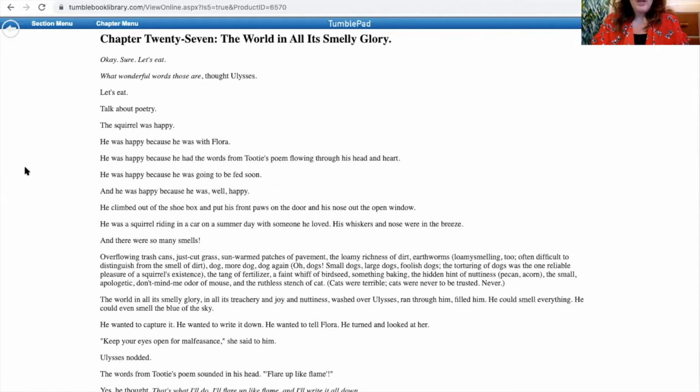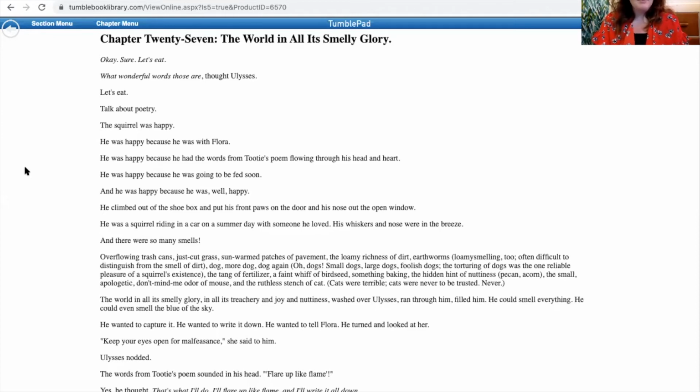Chapter 27. The world in all its smelly glory. "Okay, sure, let's eat." What wonderful words those are, thought Ulysses. "Let's eat." Talk about poetry. The squirrel was happy. It was happy because he was with Flora. He was happy because he had the words from Tootie's poem flowing through his head and heart. He was happy because he was going to be fed soon. And he was happy because he was, well, happy.